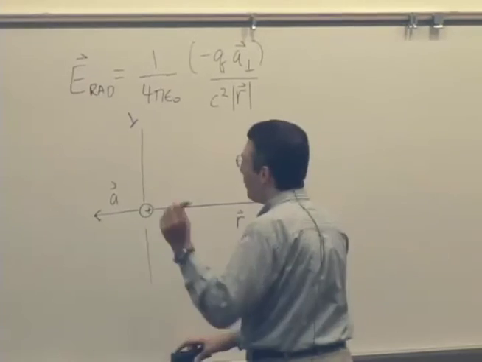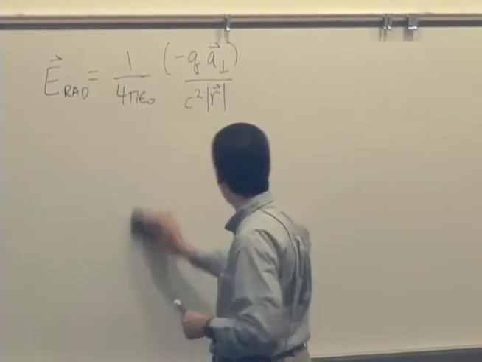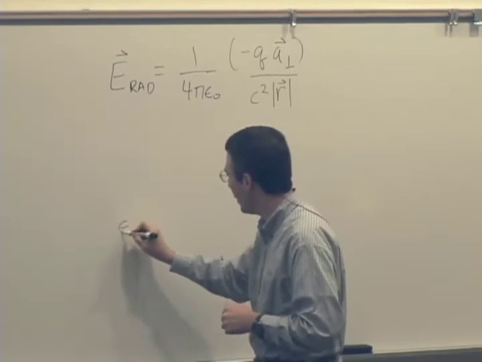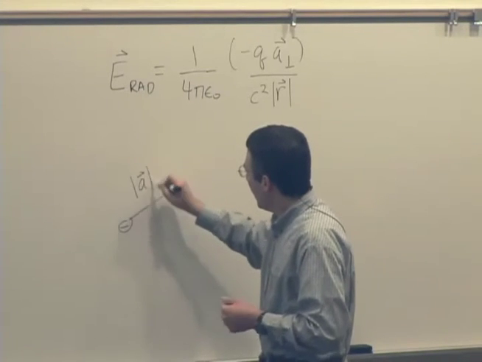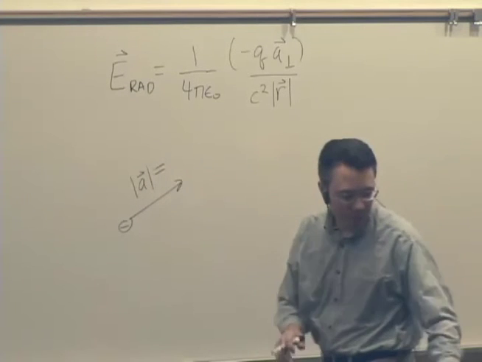Okay, so we played around with the directions. Let's just try calculating it, just to say we did it. So let's do this example. We have an electron accelerating in that direction. Let's say the magnitude of the acceleration is pretty large.